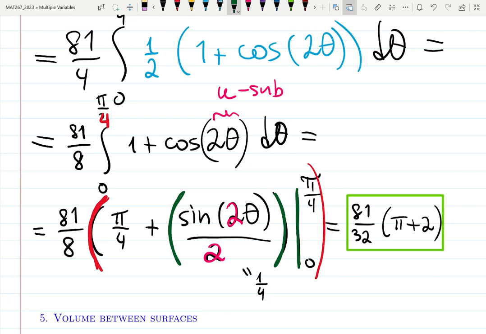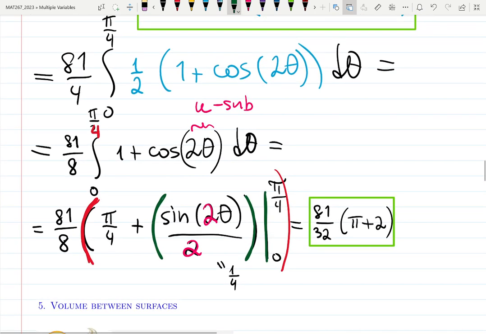Pi over 4. Questions? What do you think? Questions about that? Ask me.